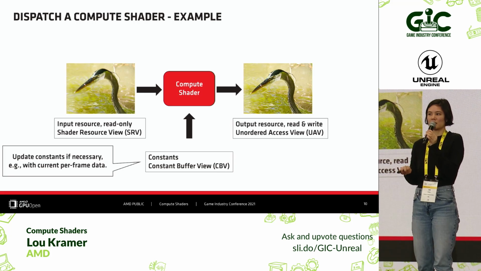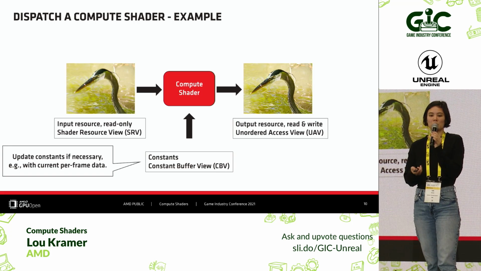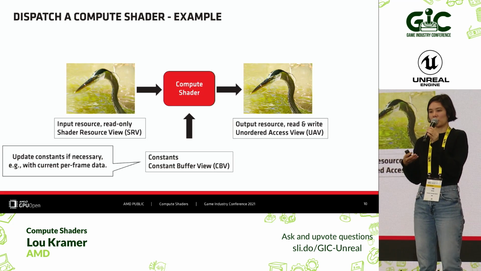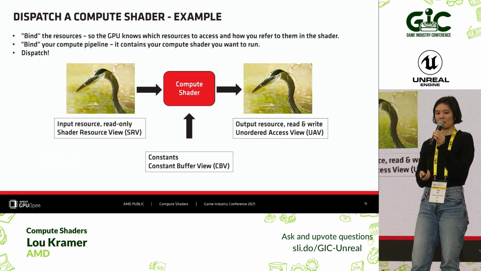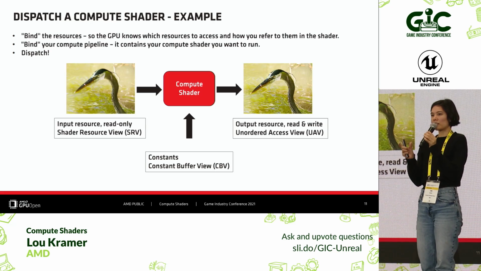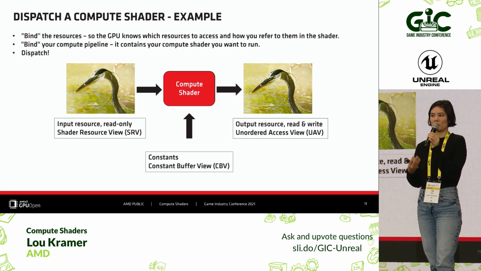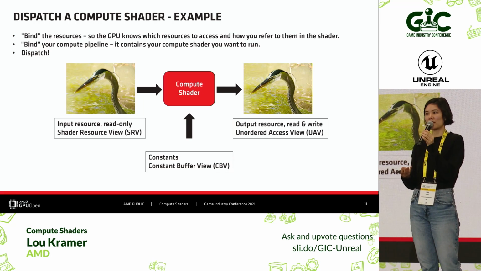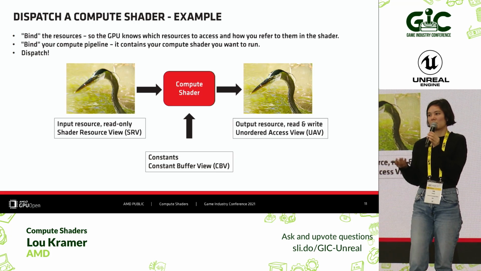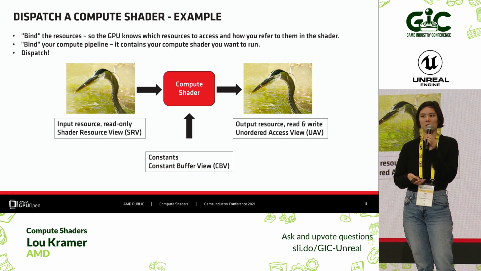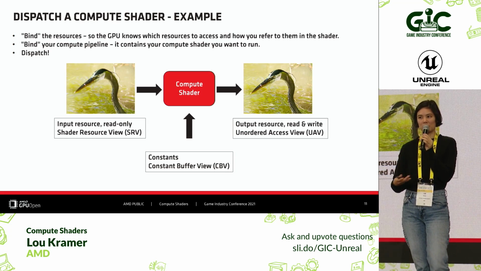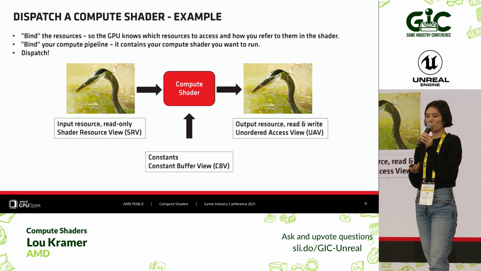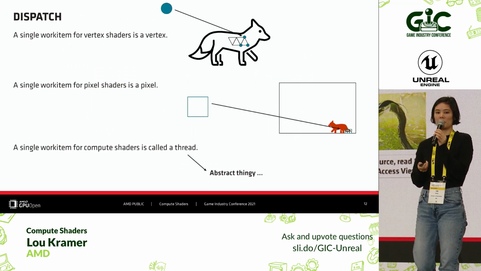And then, if needed, then we also need to update our constants. Obviously, so for example, it could be the amount of sharpening you want to apply in this example, or whatever else the constant you provide. Then we need to bind the resources, so basically just letting the GPU know which resources we want to access and how we refer to them in the shader. And also we have to bind our compute pipeline, so basically bind our compute shader, and then we dispatch. So now how do we dispatch the shader, and what do we need to know about this?